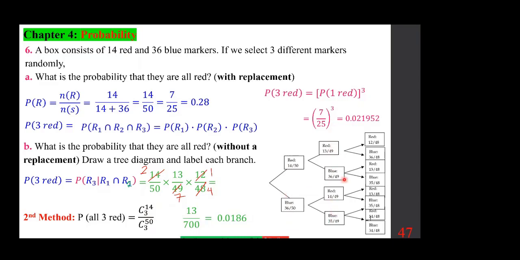Second stage. If this is red, keep the top one red. So 14 goes down to 13, 50 goes down to 49. Notice in the second stage, the denominator is 49 for each and every one of them. For example, the probability of blue is still 36 blue left, so 36/49.